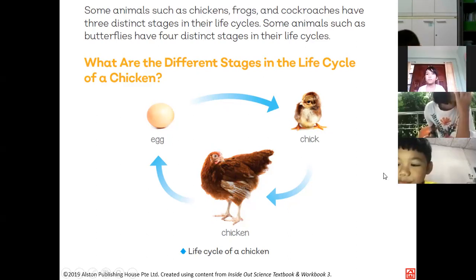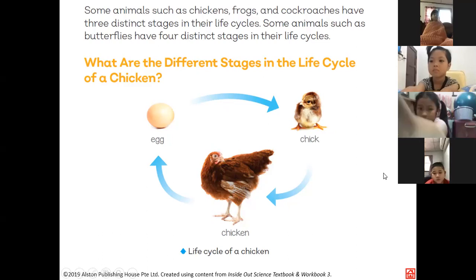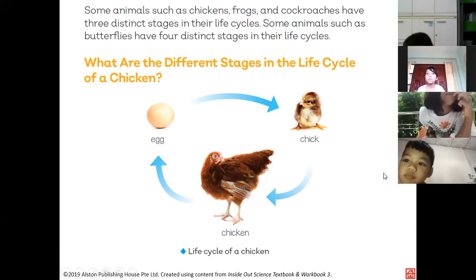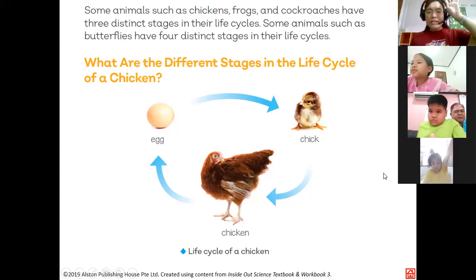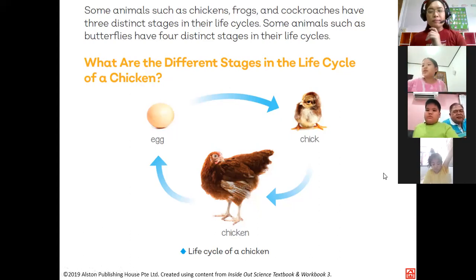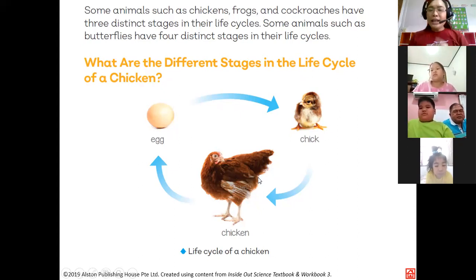Now, who would like to tell me what are the three stages in the life cycle of a chicken? Kaimu? Egg. Number two? Chick. Number three? Chicken. Very good. Again, we have egg, chick, and chicken. That's the three stages in the life cycle of a chicken.